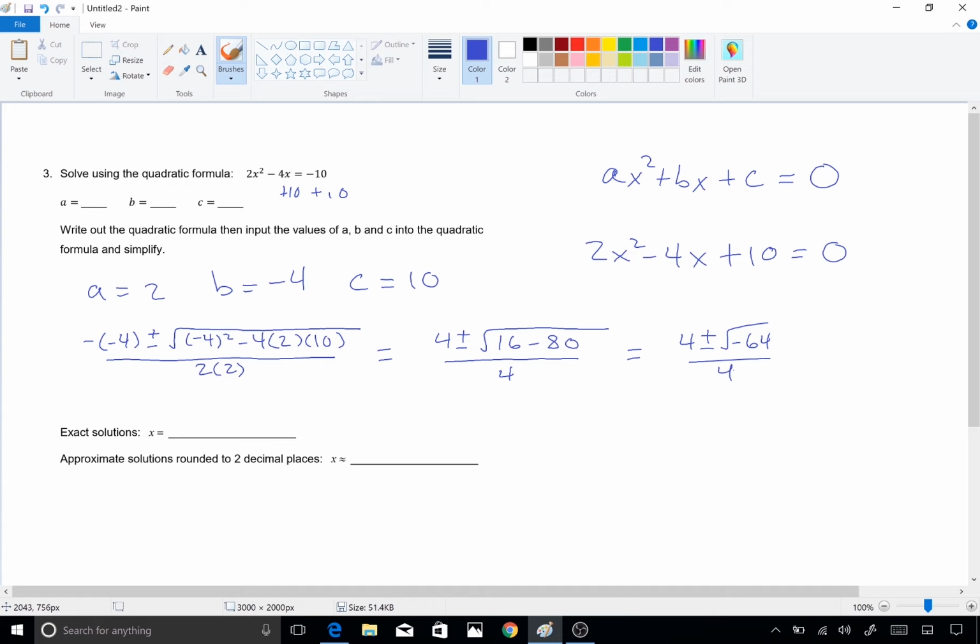Right, because 16 minus 80 is negative 64, and the square root of negative 64 is 8i. Both terms in the numerator are divisible by 4, and we get 1 plus or minus 2i. And we can't get approximate solutions for imaginary numbers.